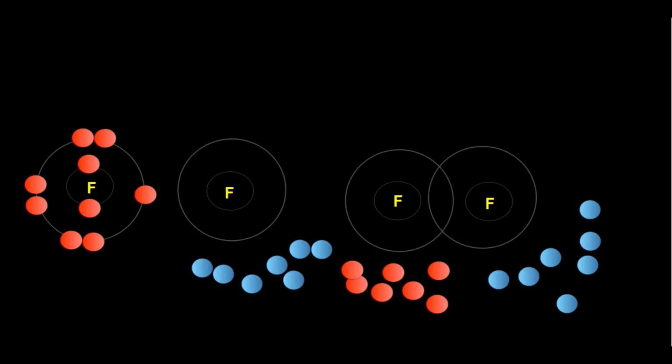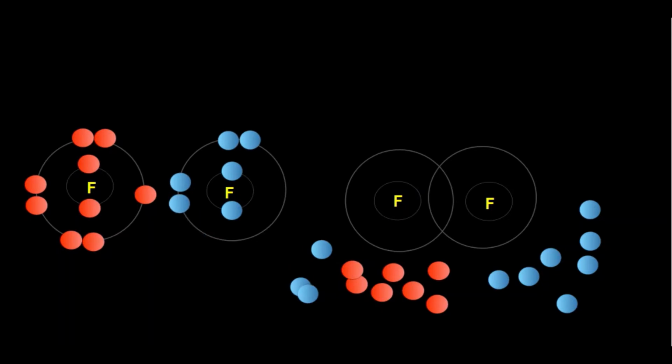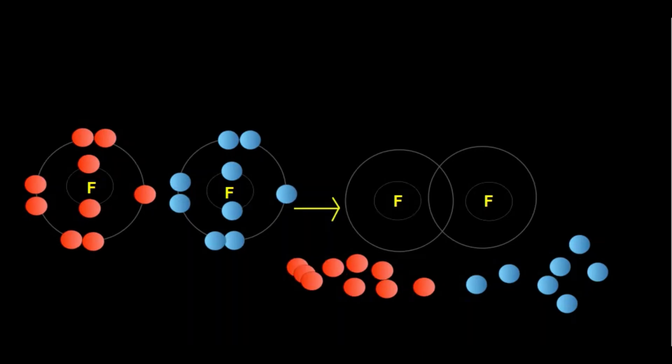Similarly, for this fluorine, we will keep 2 electrons in the first shell, that is K shell. In the L shell, which is the valence shell, we keep 7 electrons, 1, 2, 3, 4, 5, 6, 7. We will see the formation of fluorine molecule.